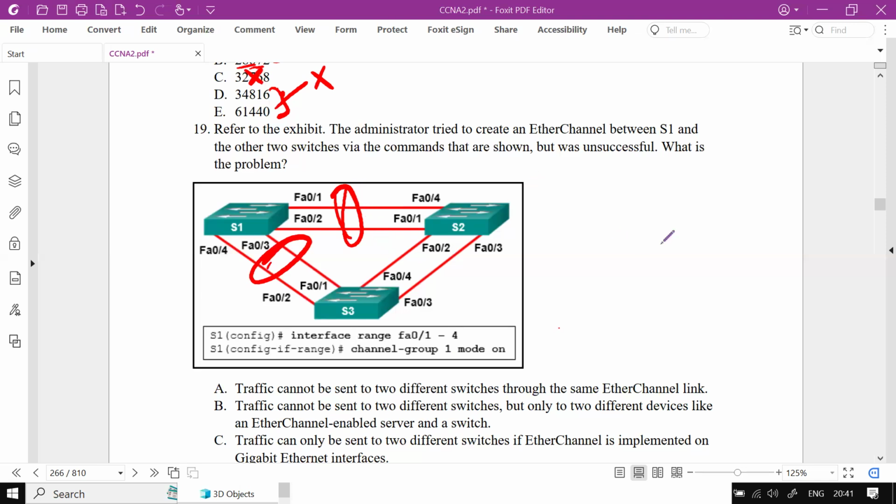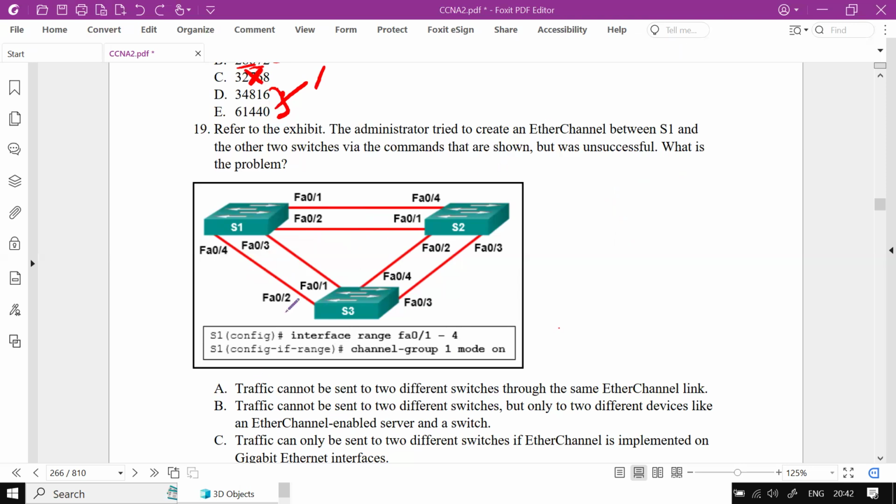So EtherChannel is point to point. You can have a switch and a switch, then you create your EtherChannel here. You cannot have the same switch creating another EtherChannel with another one. You cannot do that. I want you to answer the question why when you revise. It's simple logic, actually. You cannot do that.